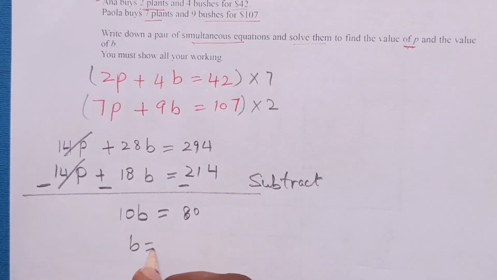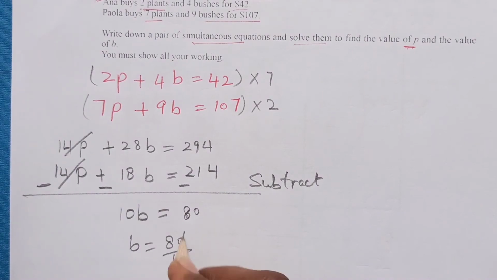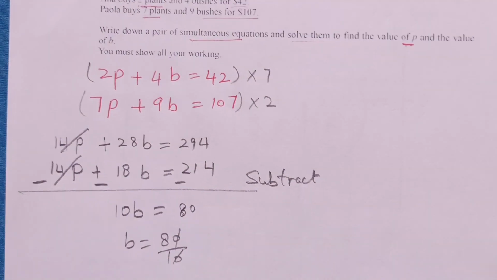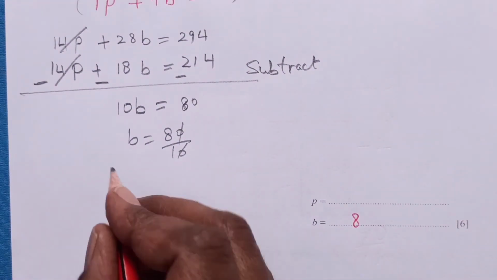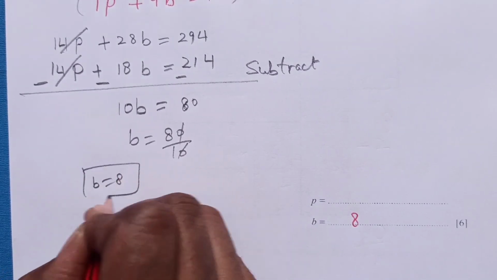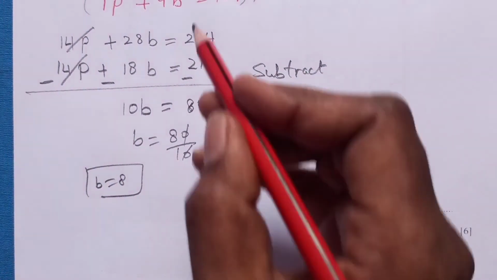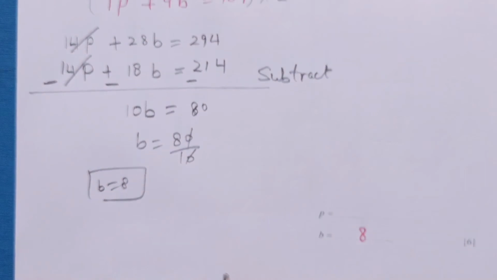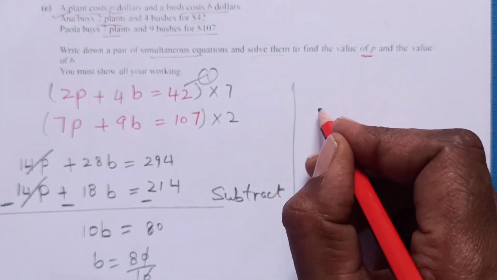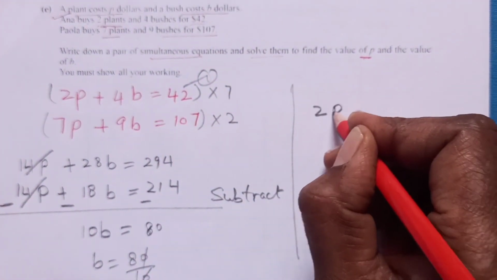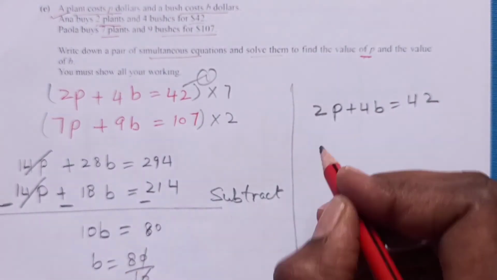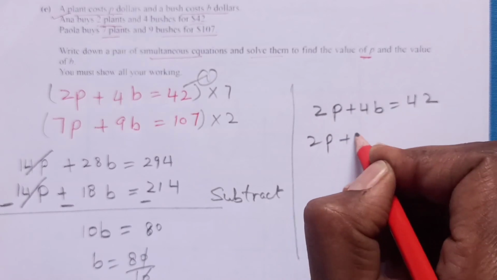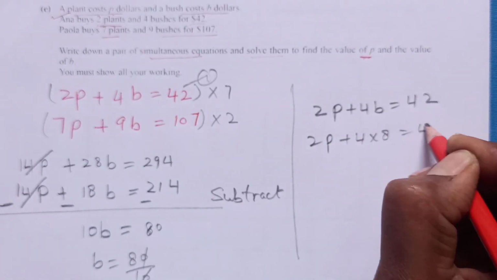So now B will be 80 over 10. So B is 8. We can write down here 8. Now if we got B as 8, we can substitute in any of the equations. I will take the original equation here, 2P plus 4B equals 42. So 2P plus 4 times 8 is 42.